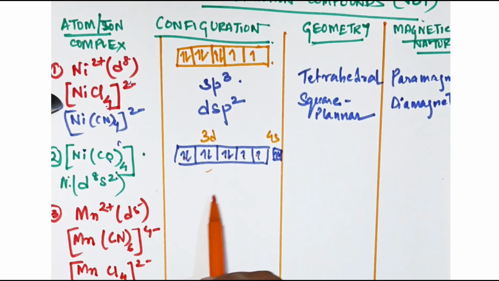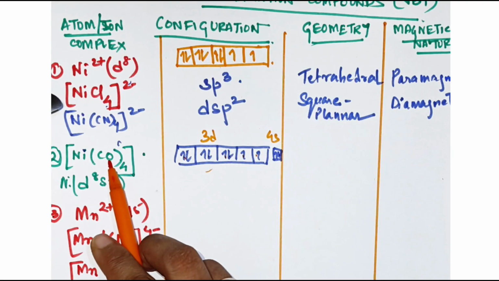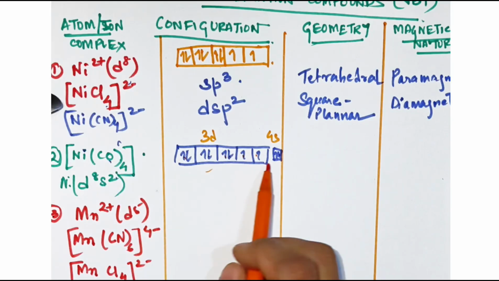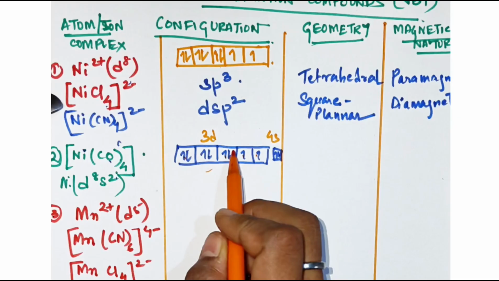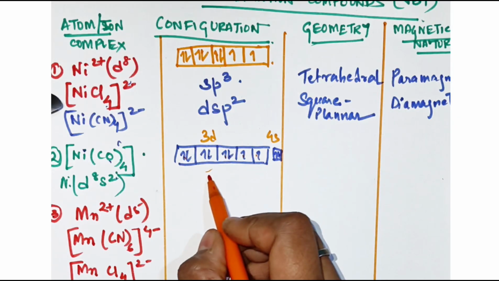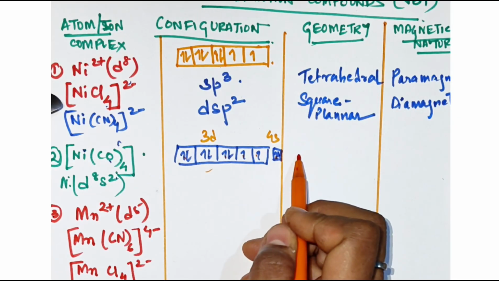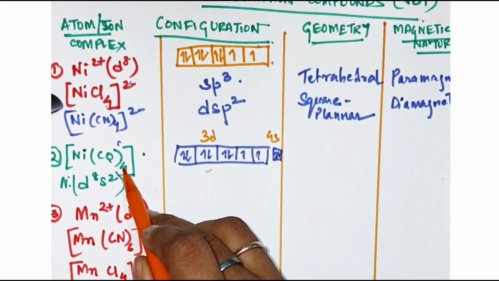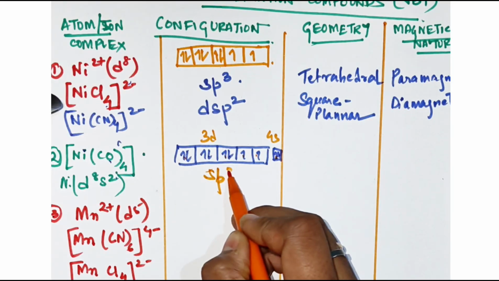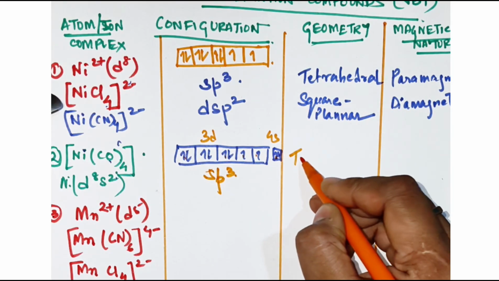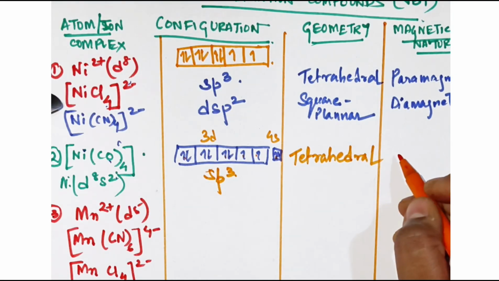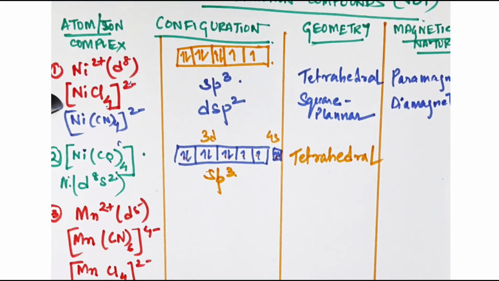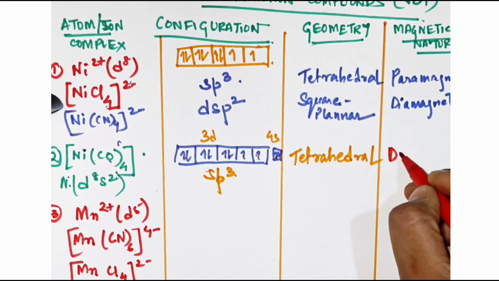Since carbon monoxide is a strong ligand, the electrons will pair up. That means all the d subshells will be filled, and we are left with the 4s orbital and the 4p orbitals. How many carbonyls? 4. So it is sp3, hence it is tetrahedral. All the electrons are paired, and hence it is diamagnetic.